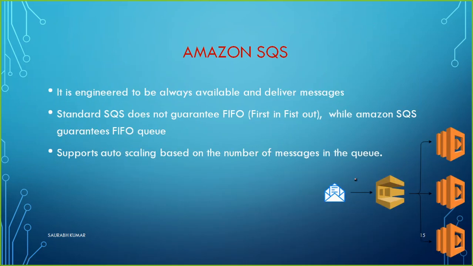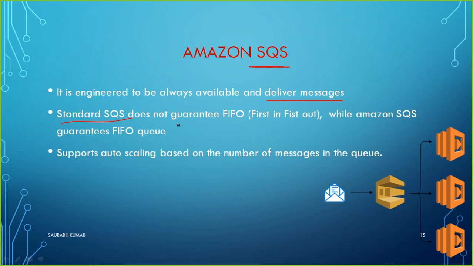Next point about Amazon SQS, you can see that it is engineered to be always available and deliver the messages. So SQS is supposed to be always up and active, and it can deliver all messages to maybe you have the instance, or maybe you have the group of instances, wherever you want to forward this notification. Next, there are two types of SQS actually. One is a standard SQS, one is FIFO SQS, that is specially designed by Amazon. We will discuss in the next slide.